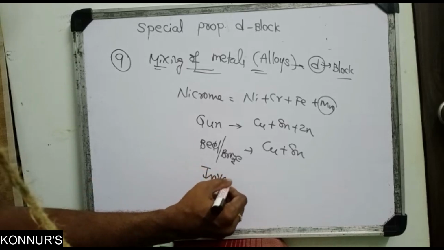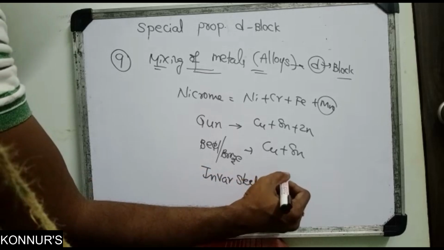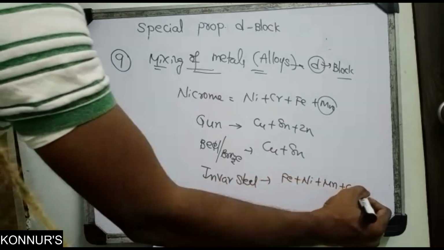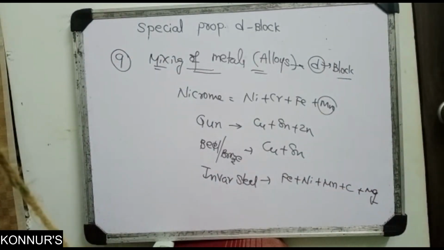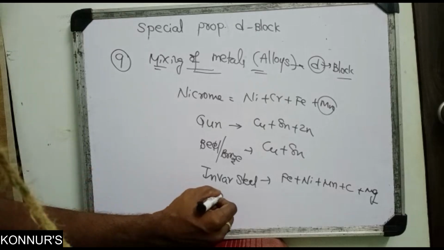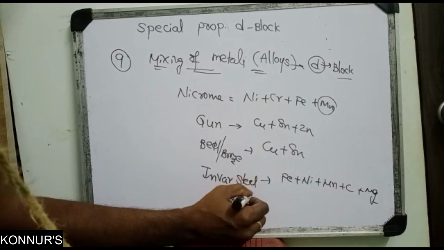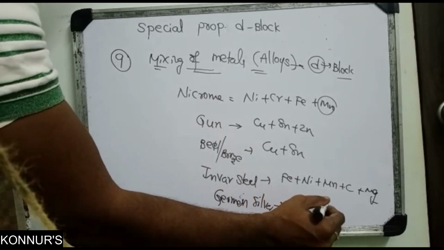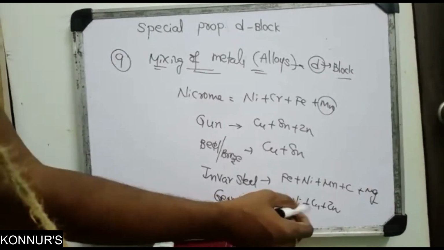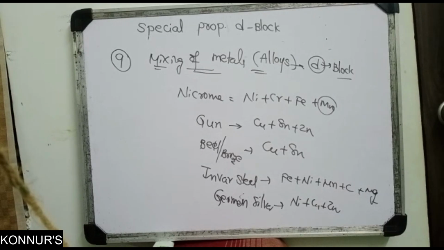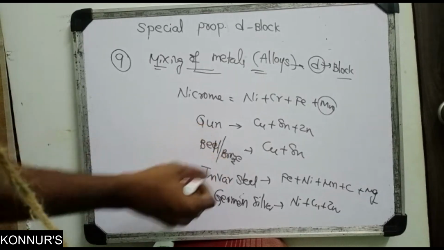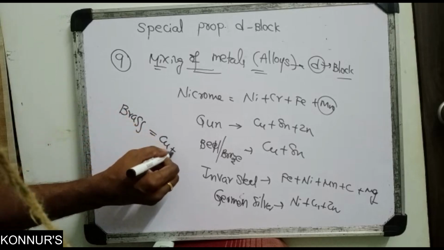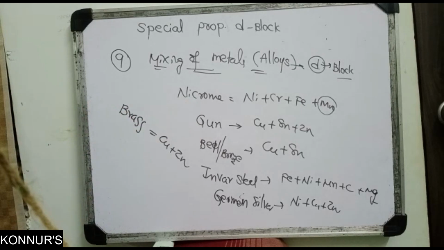Next, invar steel, INMAC: iron, nickel, manganese, carbon. That is the extra combination. Next, German silver: nickel, copper, zinc. There is no silver in German silver. These examples are very, very important, so concentrate: bell metal, gunmetal, bronze. Next, brass, that is copper plus zinc. These examples are very, very important from the examination point of view.